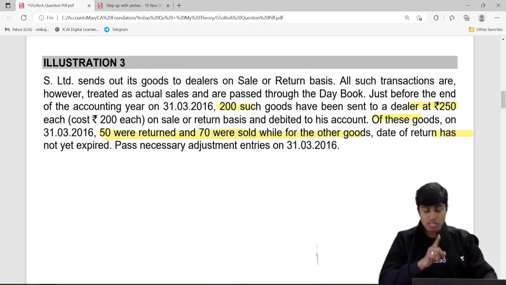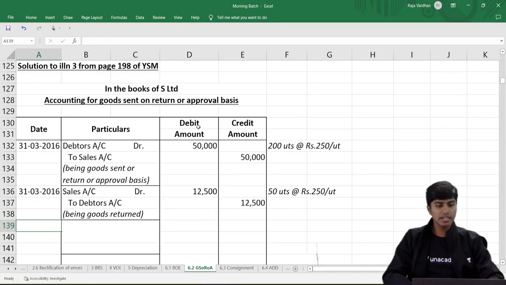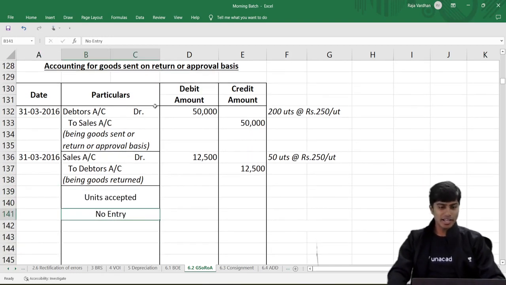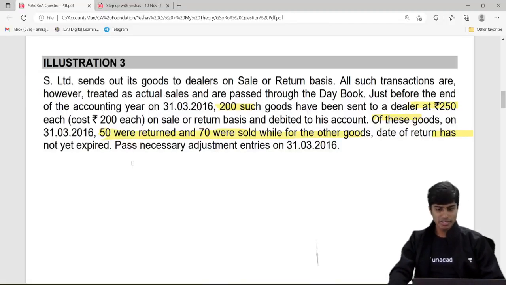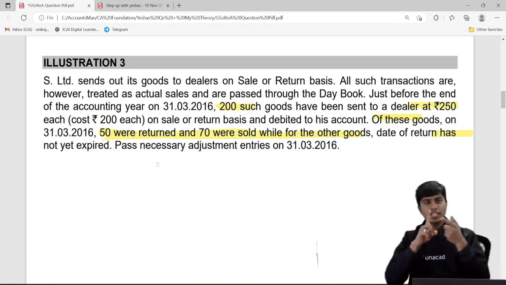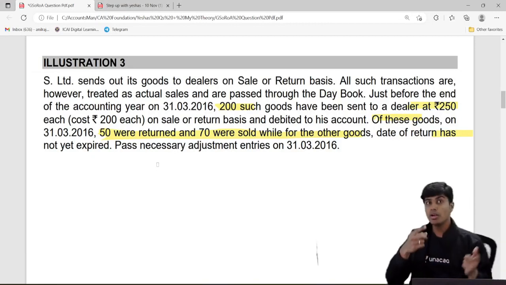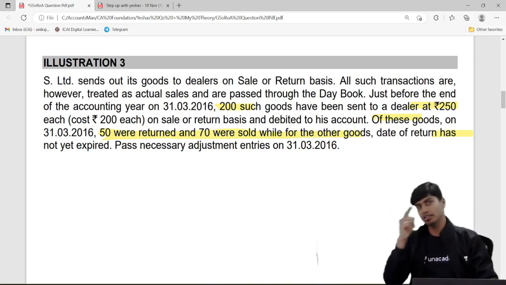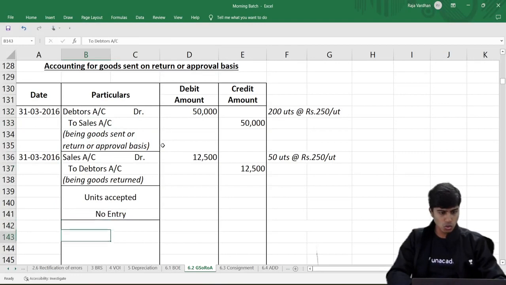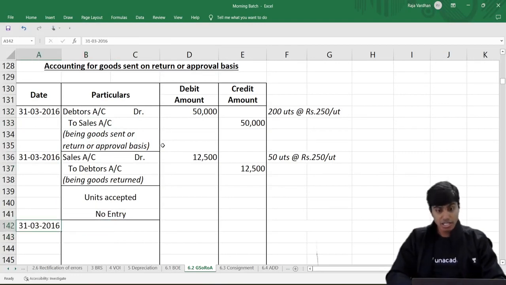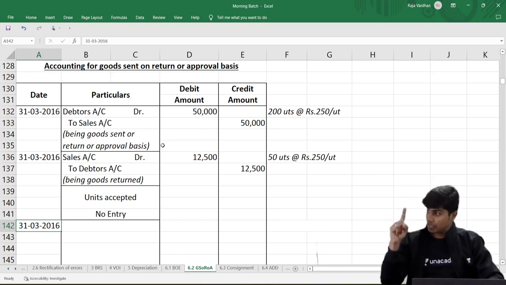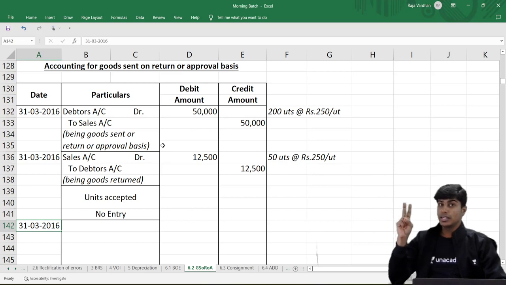For the 70 boxes which are accepted, we will not write any entry. For units accepted, no entry. Why? It is already recorded as sales in the first place. So 50 returned, 70 accepted, 120 over. But what we had sent is 200. So the date of return not yet expired for the remaining goods is 200 minus 50 minus 70. That is 80 units. So, as on 31st of March 2016, there are 80 units lying with our customer which he has neither accepted nor returned and the time to return has not lapsed.